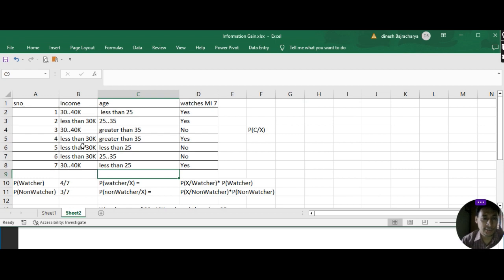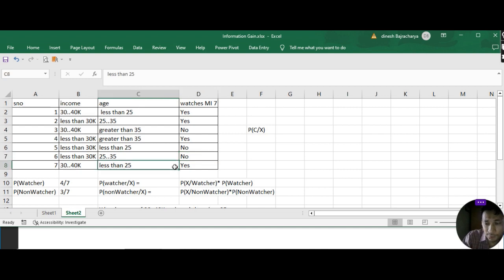Here I have created a simple table containing 7 different records. For each record, the class is specified. The classes are watcher of MI7 and non-watcher of MI7. The first record says the person's income is between 30,000 and 40,000 and age is less than 25. He has watched MI7. Record 6 says that the person's income is less than 30,000, age belongs to 25 to 35, and he is a non-watcher of MI7.